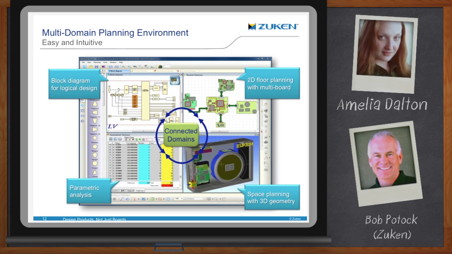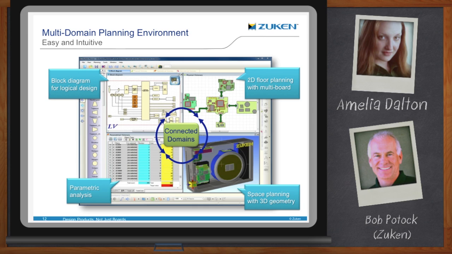In the upper left, we have our block diagram. In the upper right, we have our multi-board 2D floor planning tool for printed circuit board. In the bottom left, we have a parametric analysis that can be bill of materials, it could be constraints, it could be weight, it could be any number of analysis. And on the bottom right is our physical representation. And notice it's a 3D representation, but it actually has the boards placed into the enclosure in the orientation that they would be in the final product, and they're in a 3D view as well.